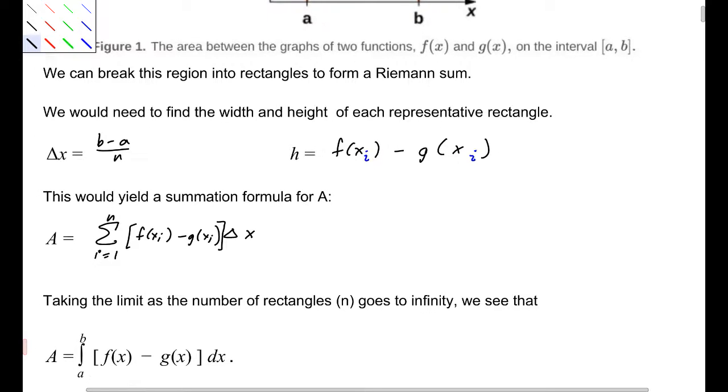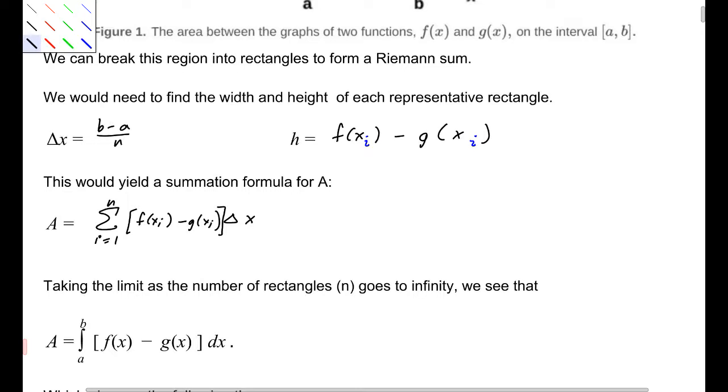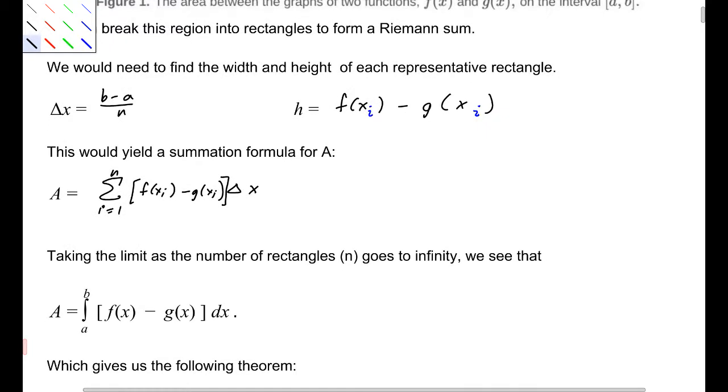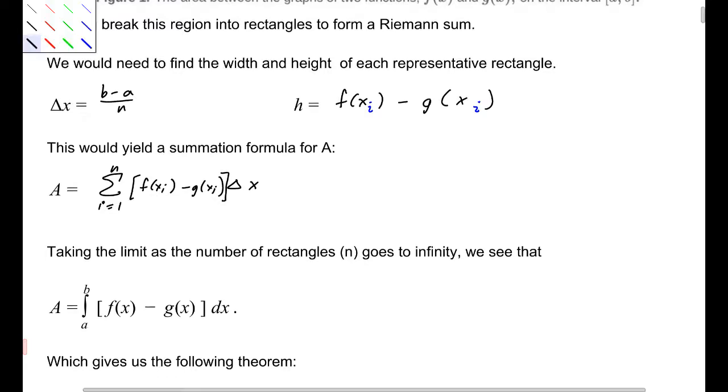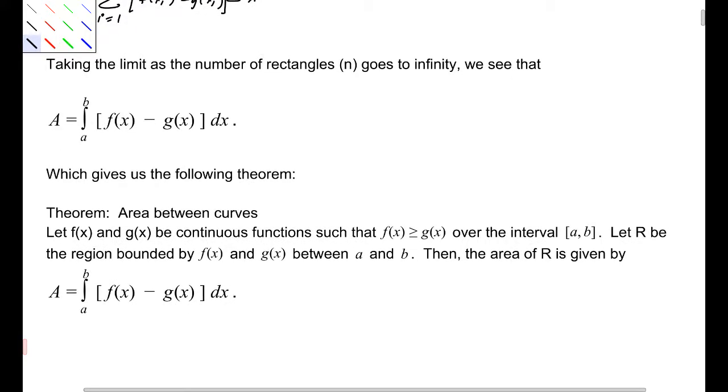Now, if we take the limit as n goes to infinity, the number of rectangles, as we have more and more rectangles, we see this actually gives us this integral formula: the integral from a to b of f of x minus g of x dx. So here's our theorem. The area between curves. Let f of x and g of x be continuous functions so that f of x is greater than or equal to g of x over the interval a to b. Let R be the region bounded by the two functions between a and b. Then the area is given by A equals the integral from a to b of the quantity f of x minus g of x dx. Keep that in mind. We need to make sure we are subtracting the two functions, that's the height, and then integrating.